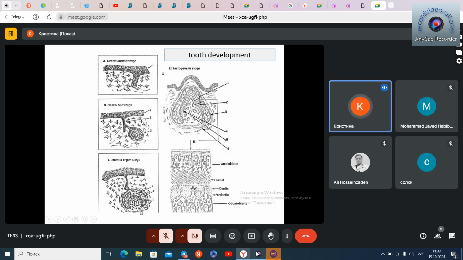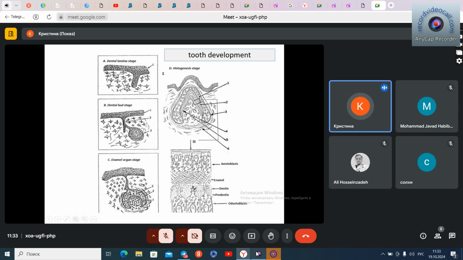It is surrounded with a mesenchyme called dental sac, and into it the mesenchyme grows in the form of dental papilla. And next stage will be the histogenesis stage, when the histogenesis of tooth starts. It means the production of the teeth tissues, such as enamel, dentin, cementum, periodontal ligament, and the pulp.